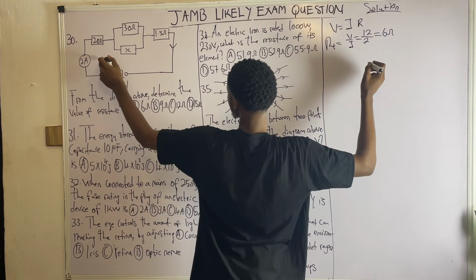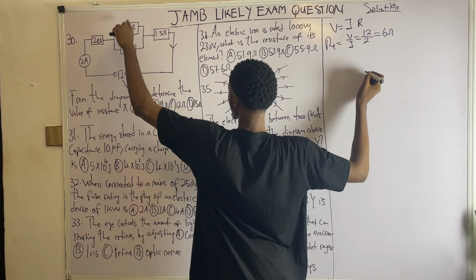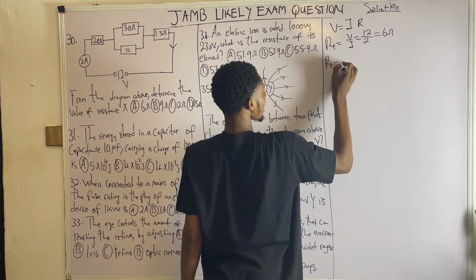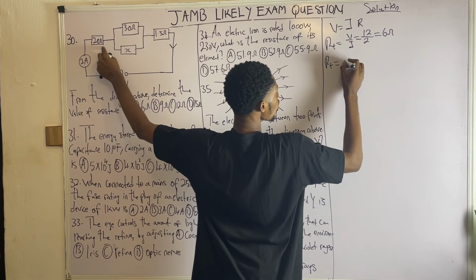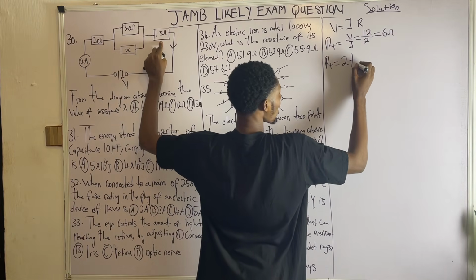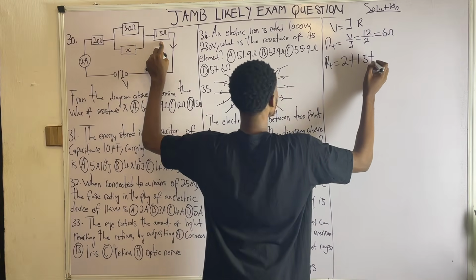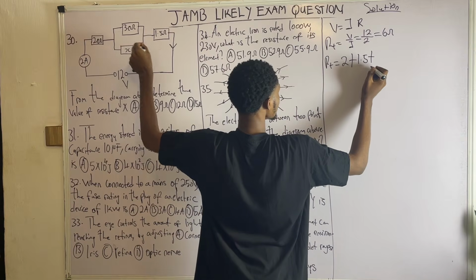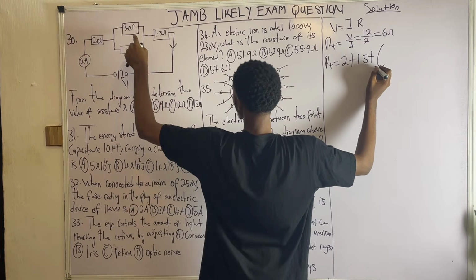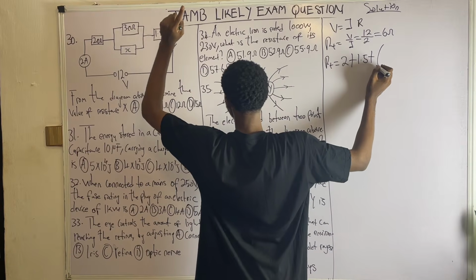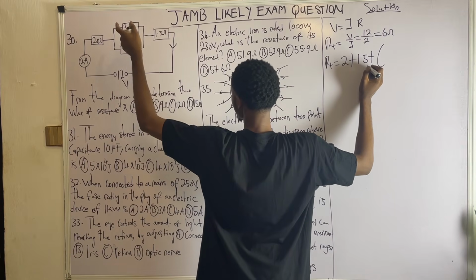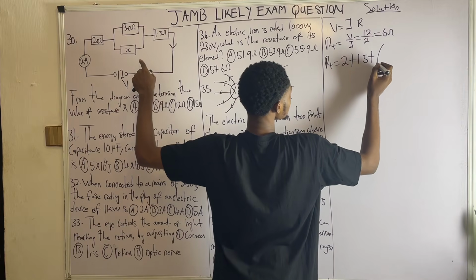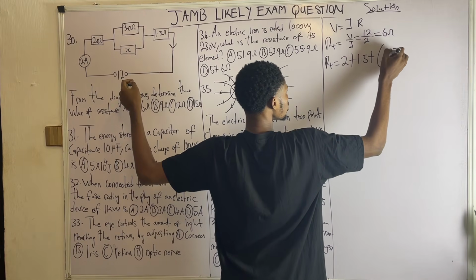Now looking at this arrangement, they are in series with everything here. So the total resistance is equal to 2 ohms plus 1.5 ohms plus these ones, which are in parallel and in series with everything here. So we're going to put this in brackets. Let's call everything here unknown, K.